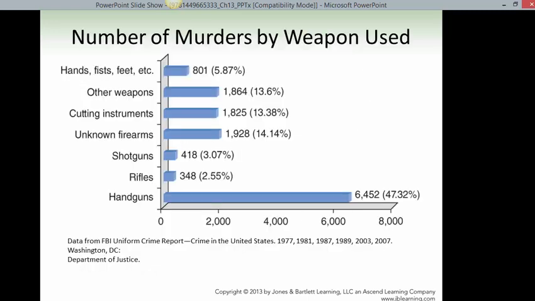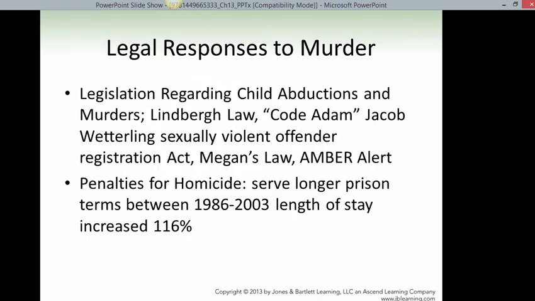Number of murders by weapon used. Hands, feet, fist, and feet, 5.8%. Other weapons, 13.6%. Cutting instruments, 13.3%. Unknown firearms, 14.4%. Shotguns, 3%. Rifles, 2%. Handguns, 47.3%. Data comes from the FBI Uniform Crime Report, Crime in the United States, 1977, 1991, 1987, 1989, 2003, and 2007. The Department of Justice is the source.